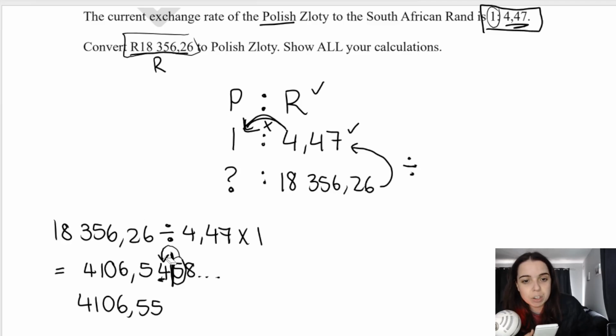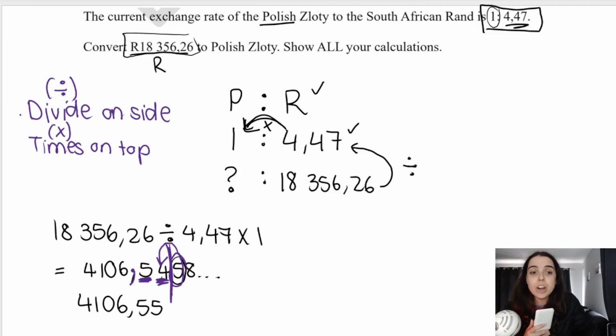So we are rounding off to 2 decimal places. After the comma, this is decimal place number 1, and here's decimal place number 2. You cut it off. If the next number is 5 or more, we raise the score, which means we make its neighbor 1 bigger. So 5. That's your answer. So remember the rule: we divide on the side, times on the top for ratios.